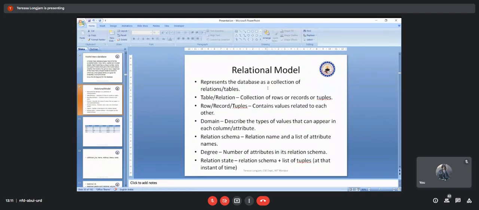In the case of the entity relationship model, we were able to represent only the entities and their relationships, isn't it? The relationship between the entities. So those things we are able to represent in the ER model. We were not able to see the values that will be stored in the database.